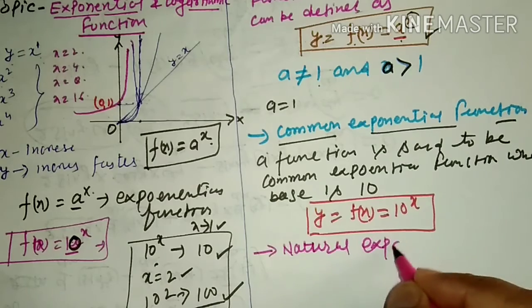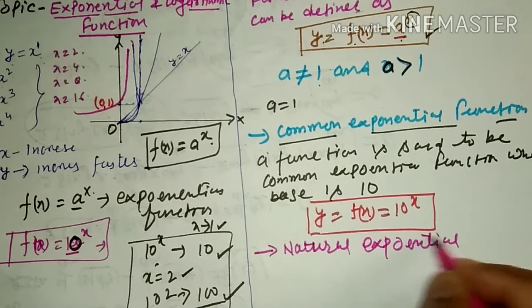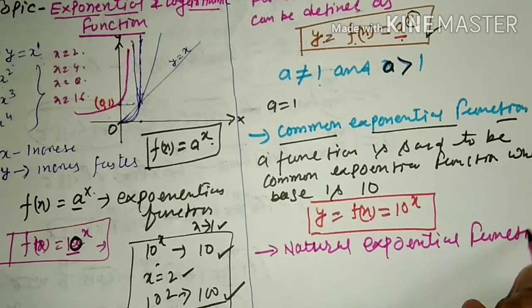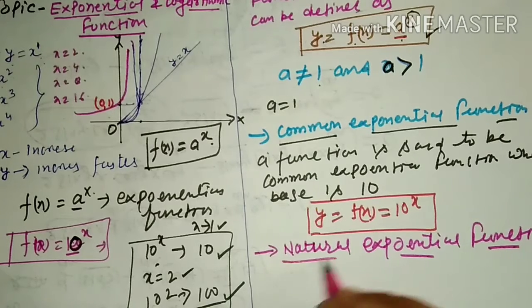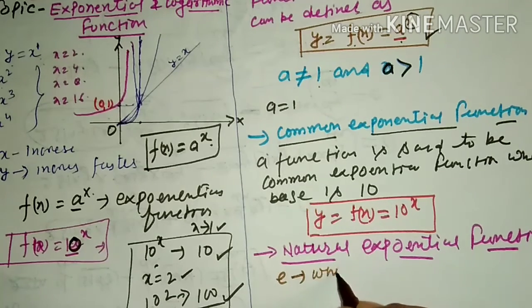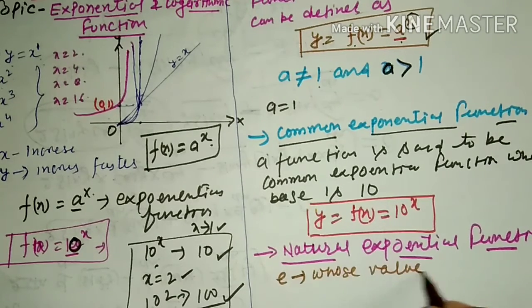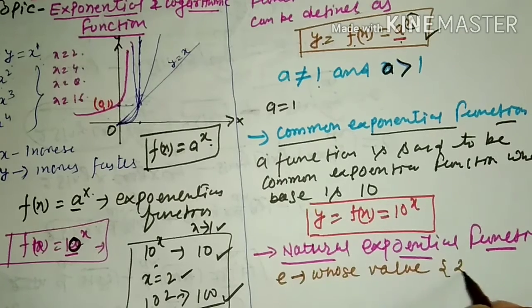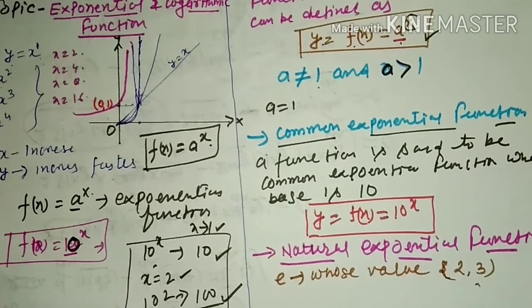Natural exponential function. In the natural exponential function, we take a special symbol e, which we have learned in class 11th, whose value lies between 2 and 3. E एक ऐसा स्पेशल सिंबल है जिसकी वैल्यू 2 और 3 के बीच में लाई करती है.